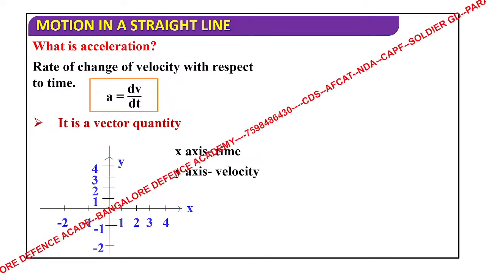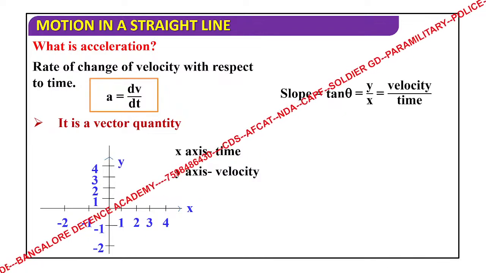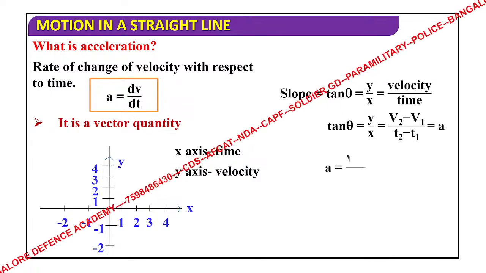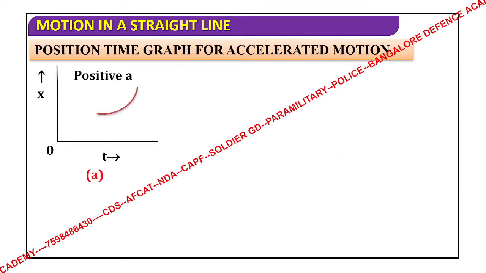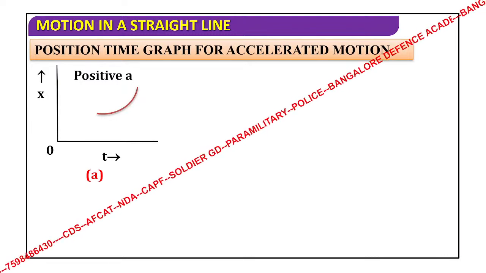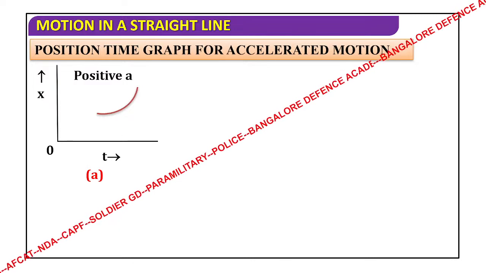So here you have x-axis time and y-axis velocity. Slope is given by change in velocity by time. So this is acceleration, change in velocity by change in time. So these are the graphs which will be asked in your examination. So take down, try to draw this graph here.